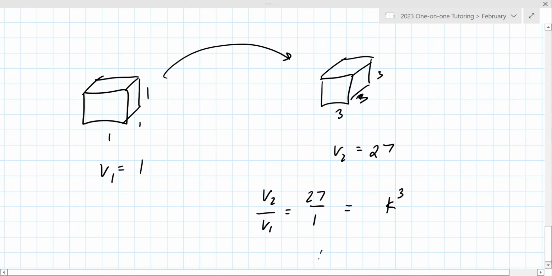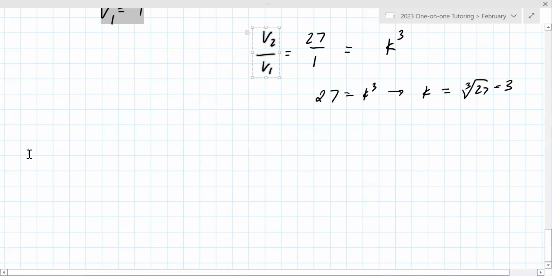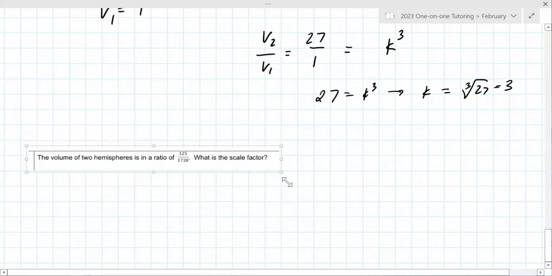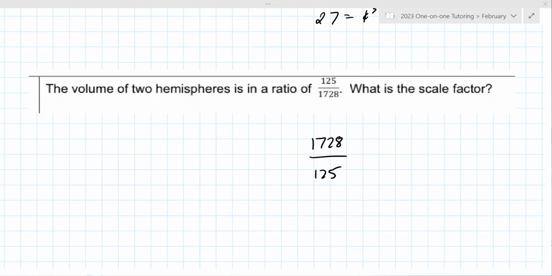Well, so what we're saying is 27 equals K cubed. And so to find K, you have to take the cube root of 27. Oh, okay, and that would be 3. Yes. So we want to use what I just said there in this problem to answer this. You can actually go the other way. You can actually go 1728 over 125. So I just need to cube those.